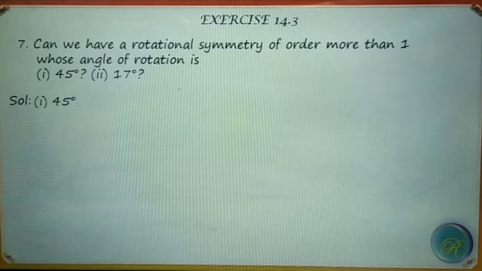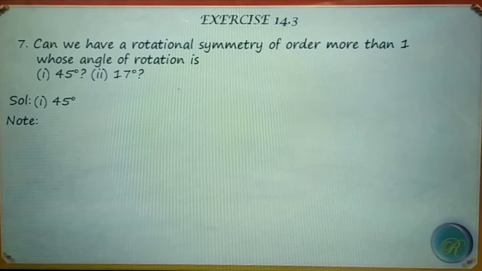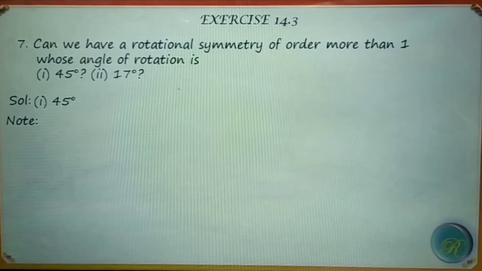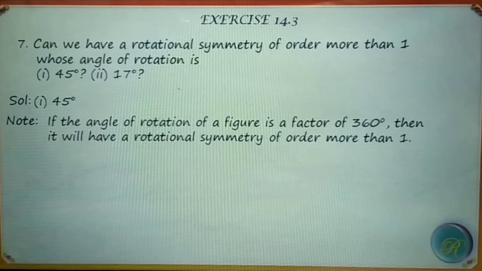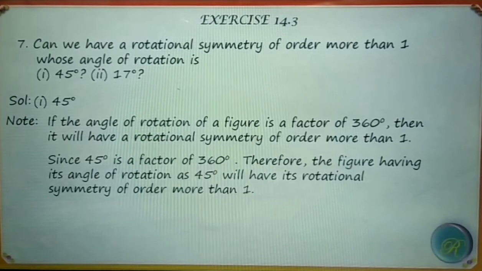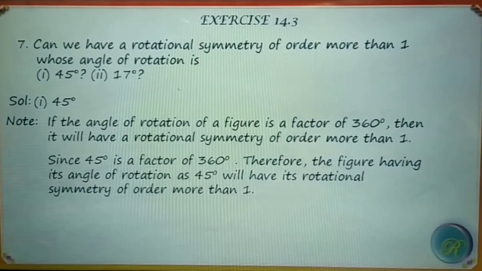First one, angle of rotation is 45 degree. Note, if the angle of rotation of a figure is a factor of 360 degree, then it will have a rotational symmetry of order more than 1. Since 45 degree is a factor of 360 degree, therefore the figure having its angle of rotation as 45 degree will have its rotational symmetry of order more than 1.